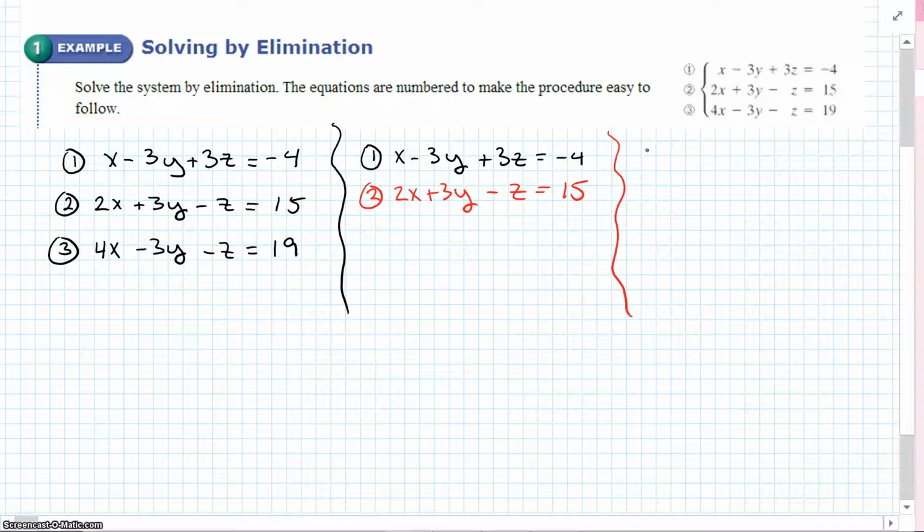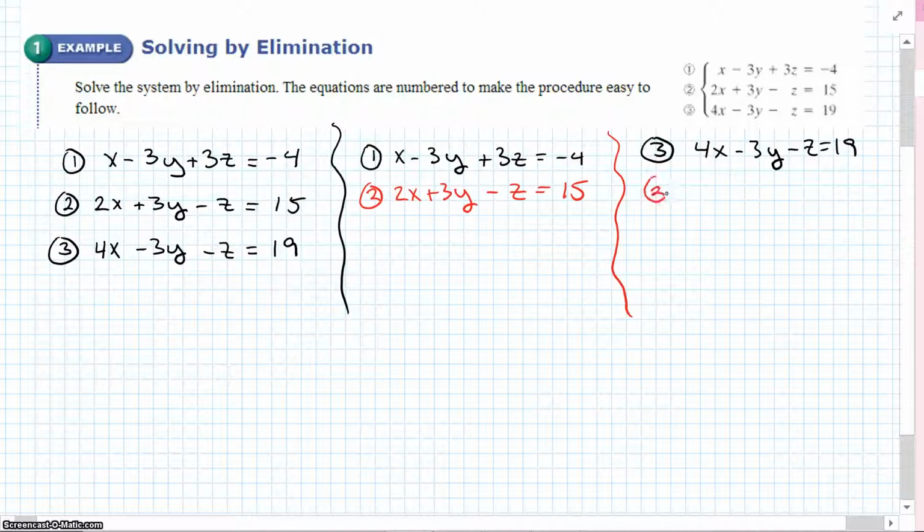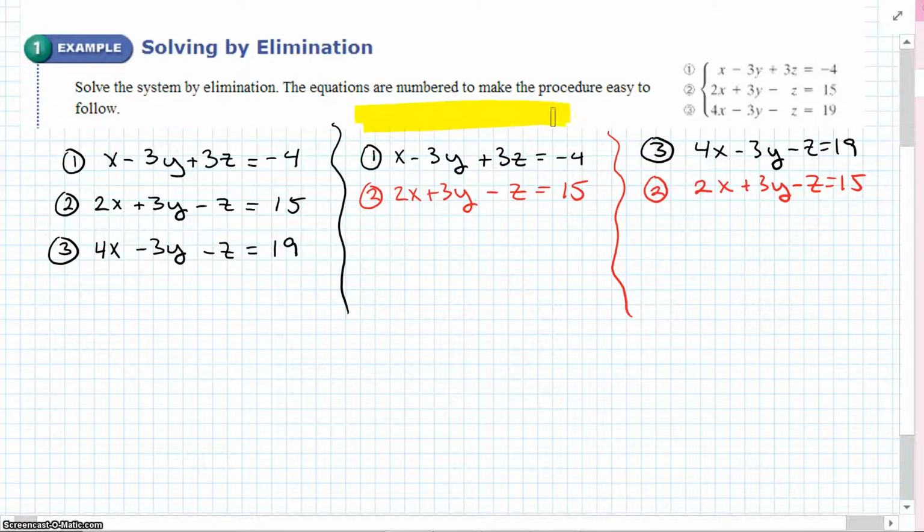Before we do any work, let's go ahead and set the rest of it up. So let's write equation 3: 4x minus 3y minus z equals 19. And the additive inverse, or the opposite, was equation 2. So we'll rewrite that: 2x plus 3y minus z equals 15. We're going to start with this set first, and we're just going to add the two.